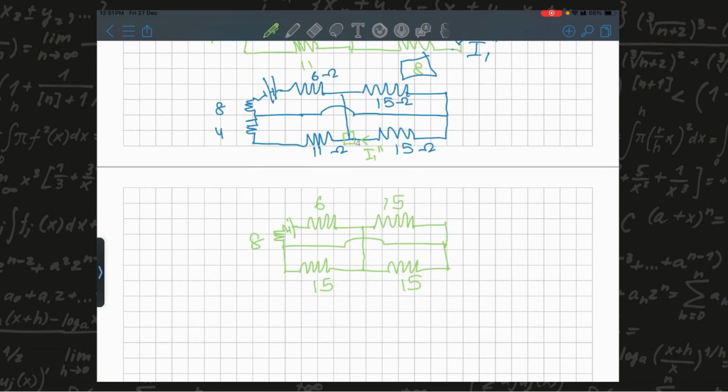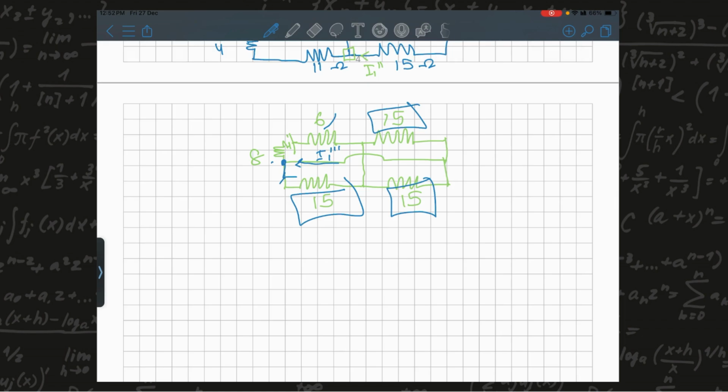Okay, so the 15 ohm resistors are in parallel, and this I2 current flows through this one, through this wire, and here is our I1 triple dash, which converges at this point, and hence I can say that the 8 ohm resistor and the 6 ohm resistor are in series. So I'll convert this circuit diagram into a simpler one so that it will be easier for you all to understand it.